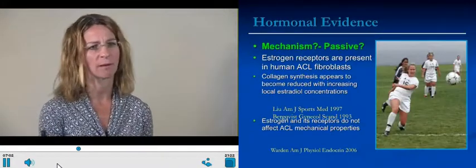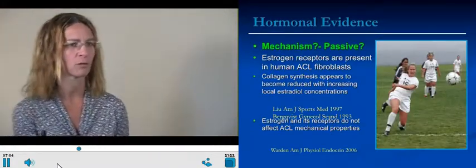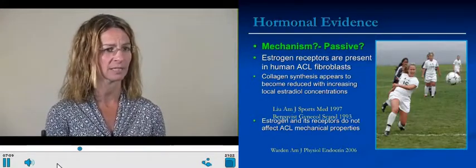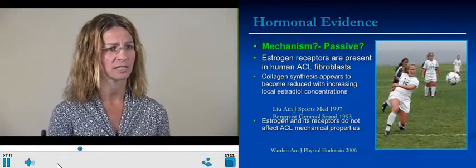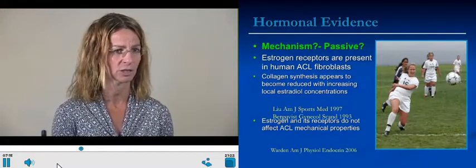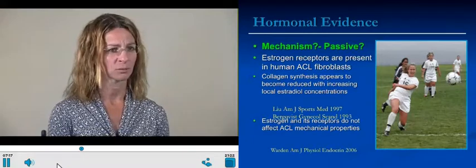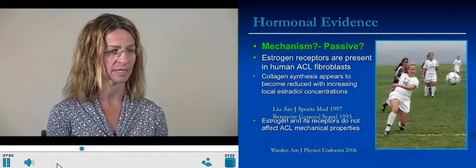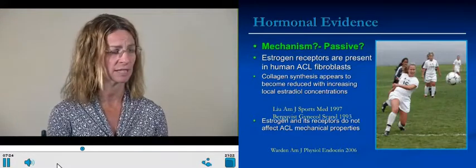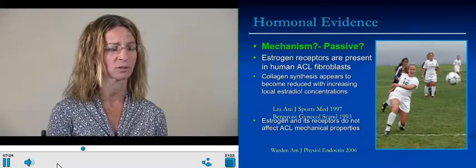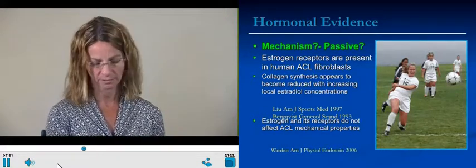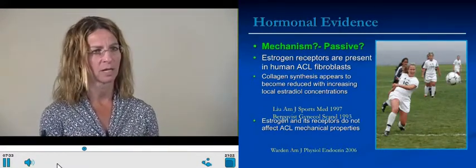So what is really the mechanism? Well, we don't really know. We know that estrogen receptors are present in human ACL fibroblasts. We know that collagen synthesis appears to become reduced with increasing local estradiol concentrations. Now, this was shown in two separate studies. However, there was another study done in the Journal of Physiological Endocrinology in 2006 that showed that estrogen and its receptors do not affect ACL mechanical properties. So again, some compelling evidence for it, but then some equivocal as well.